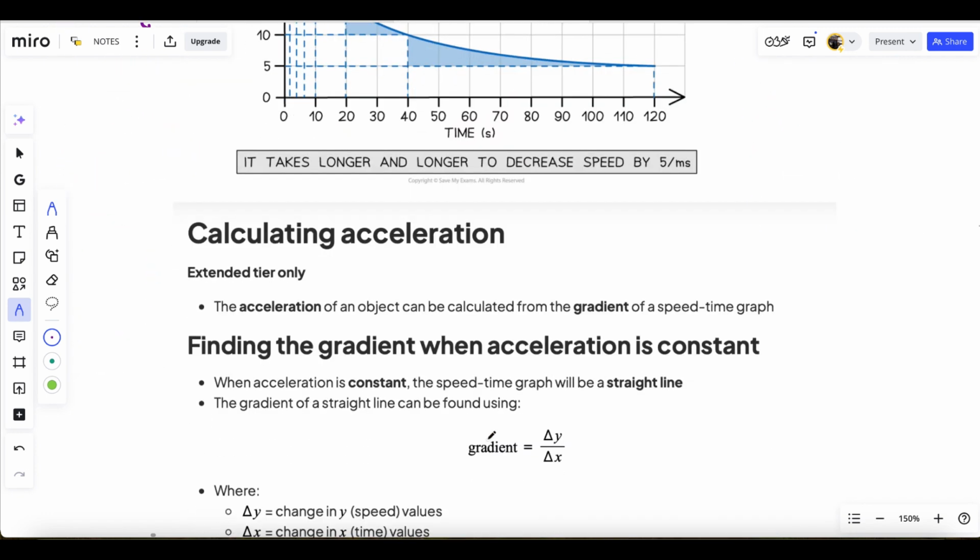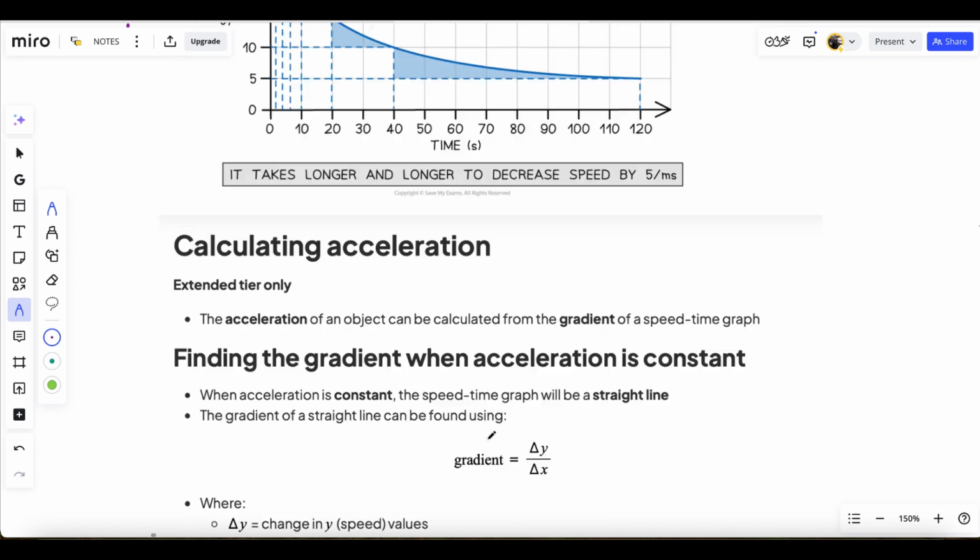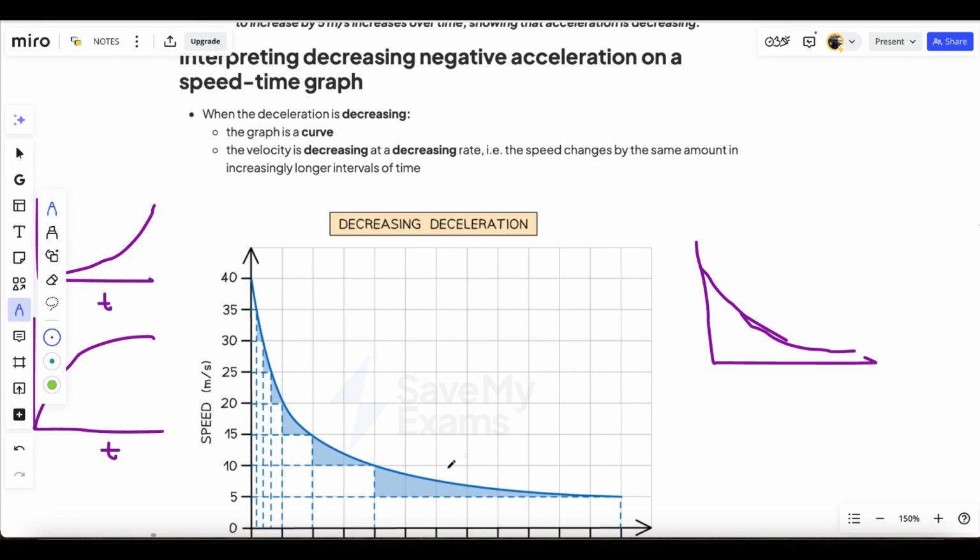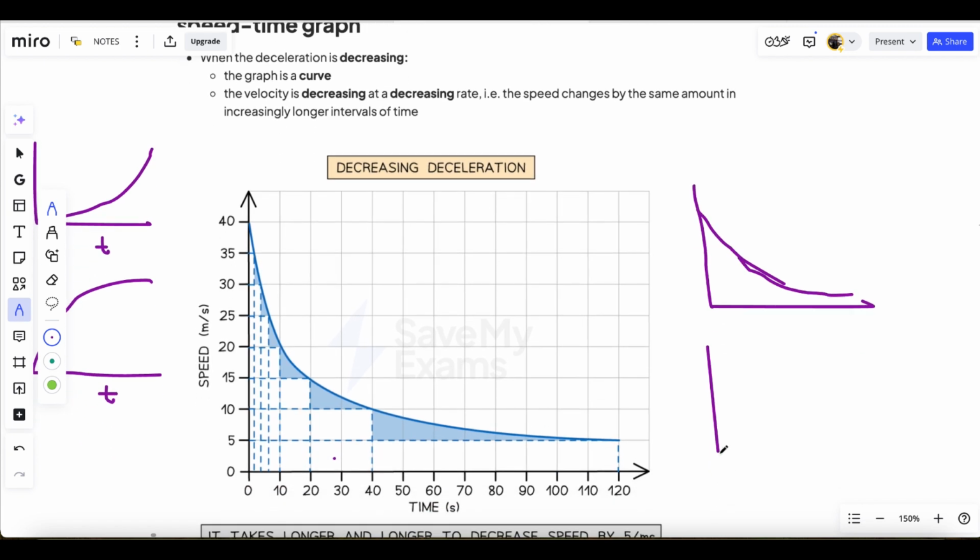Now, in the case of increasing deceleration, okay, this is a decreasing deceleration. For increasing deceleration, it will be like this. While decreasing deceleration will be like this one. So that is for a speed-time graph.